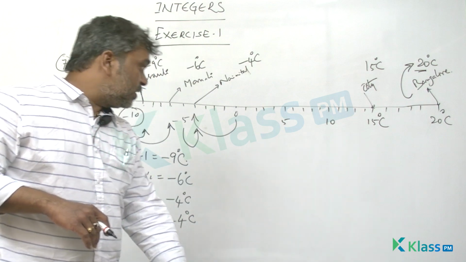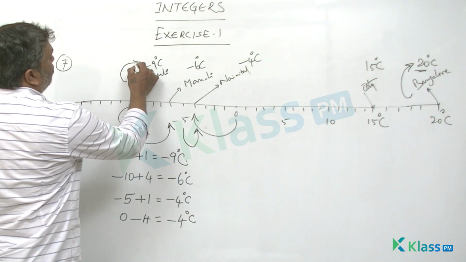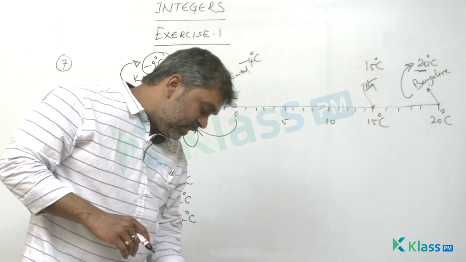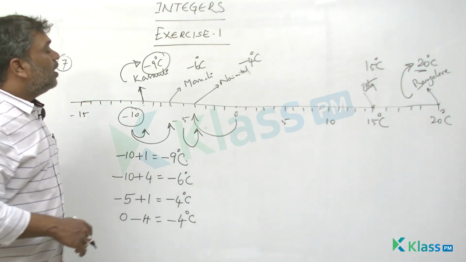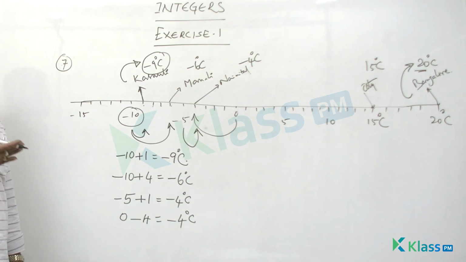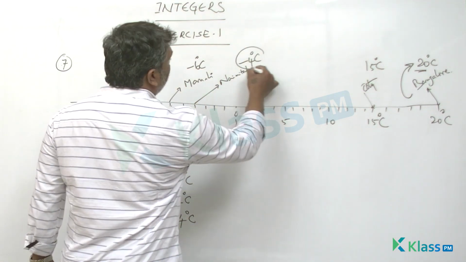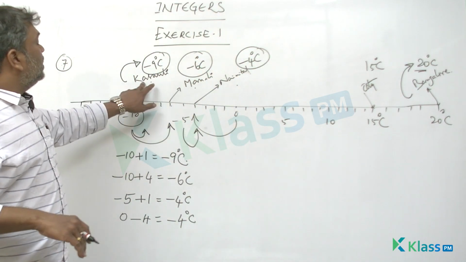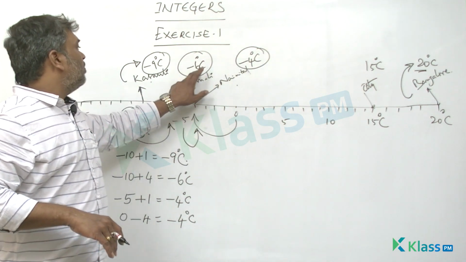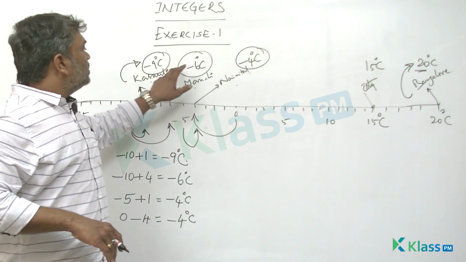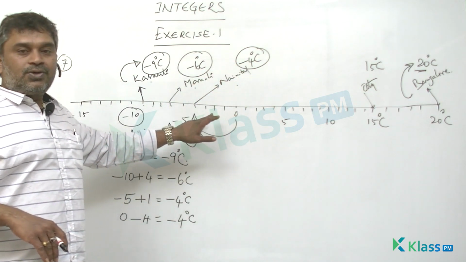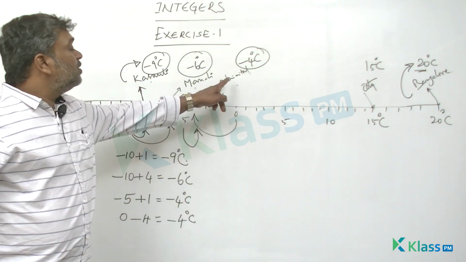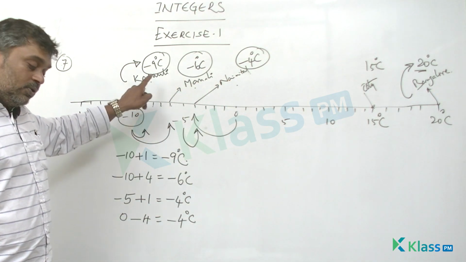Which city has the lowest temperature? Kasuli is having the lowest temperature with minus 9 degrees centigrade. And which cities have temperatures less than 0 degrees? Less than 0 means negative numbers. What are the cities we are having with negative temperatures? Nainital, Manali and Kasuli. All these three have negative temperatures, minus 4, minus 6 and minus 9. All these negative numbers are less than 0. That's why for which cities have temperature less than 0, you have to write Nainital, Manali and Kasuli.